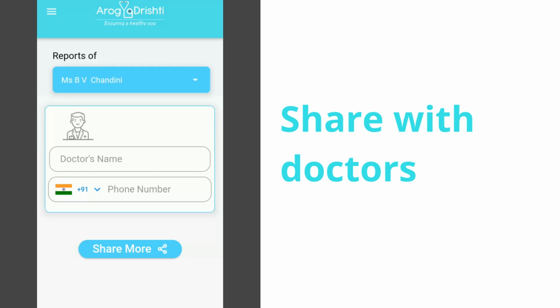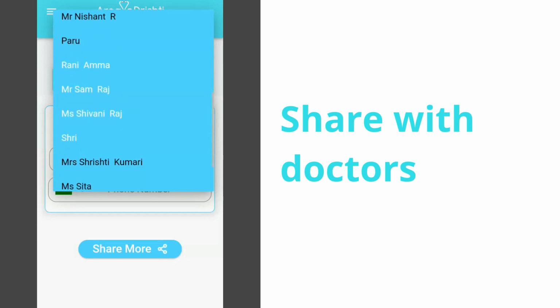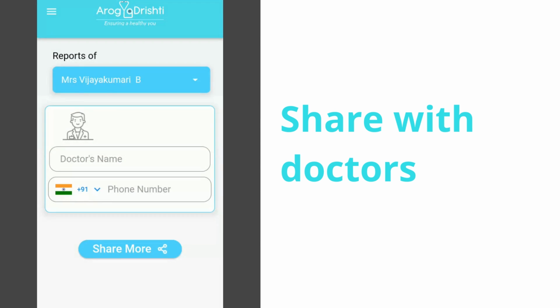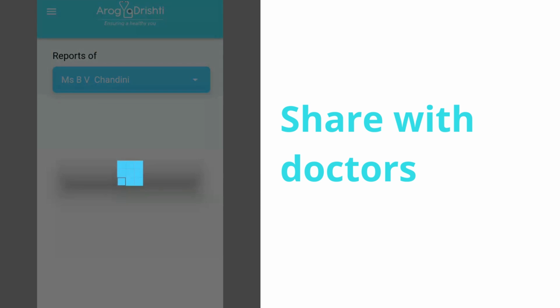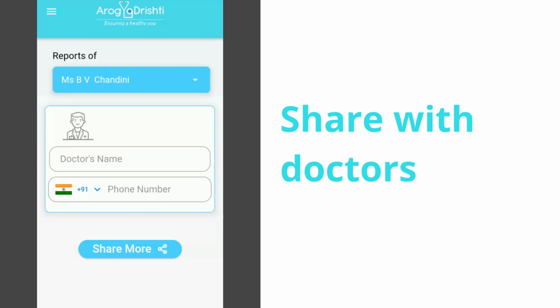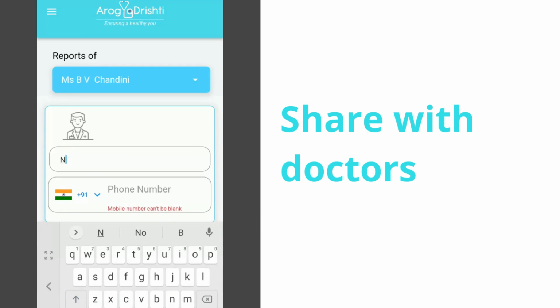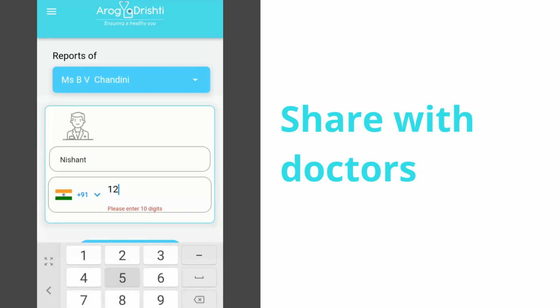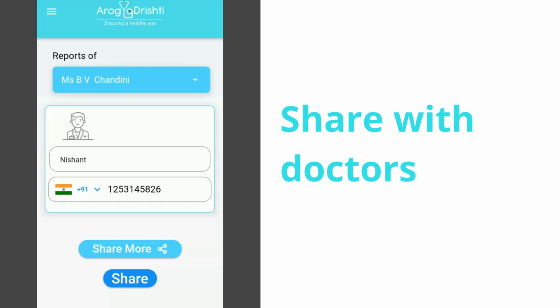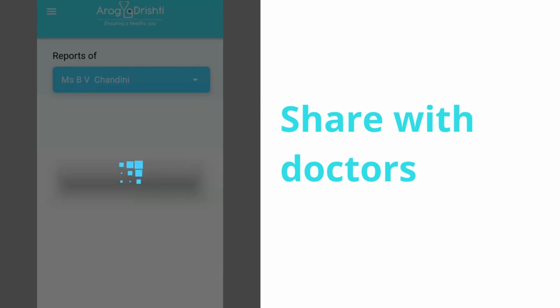Here you can fill in the doctor's name and phone number to share your medical history with the doctor. And please note, you can also share your family members' medical history just by switching between family members, just like that. Now, let me share my medical history with the doctor. Let me put a random number to show you how it works. Once you have filled in the name and the phone number, you can just click on the button Share.